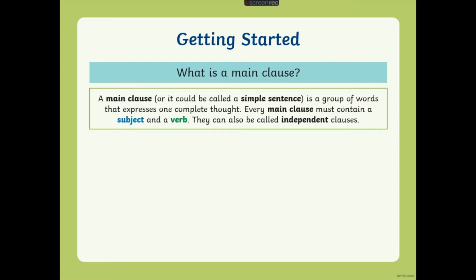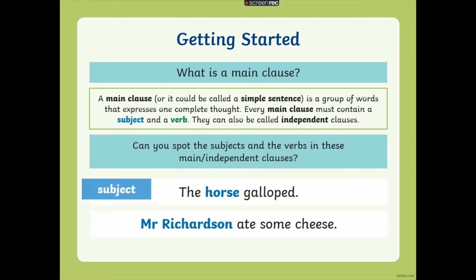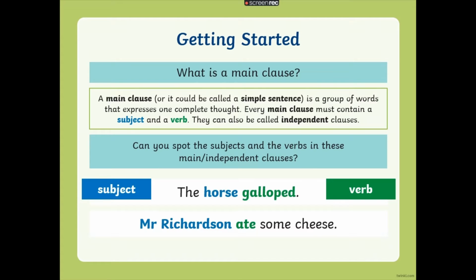Well, a main clause, or a simple sentence, is a group of words that expresses one complete thought. Every main clause must contain a subject and a verb. They can also be called independent clauses. So, can you spot the subjects and the verbs in these main or these independent clauses? Horse and Mr. Richardson, they're the subjects, and galloped and ate are the verbs.